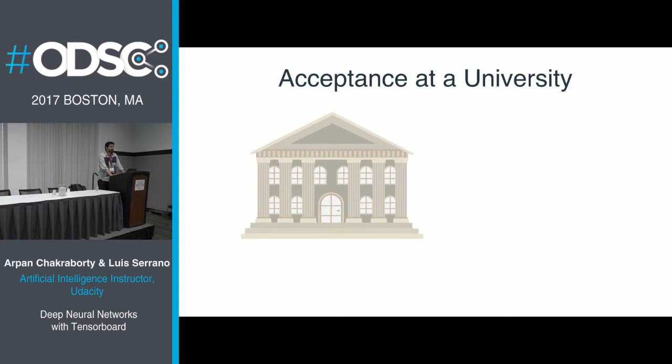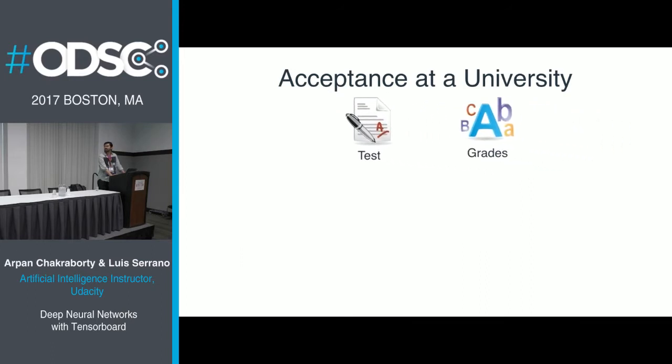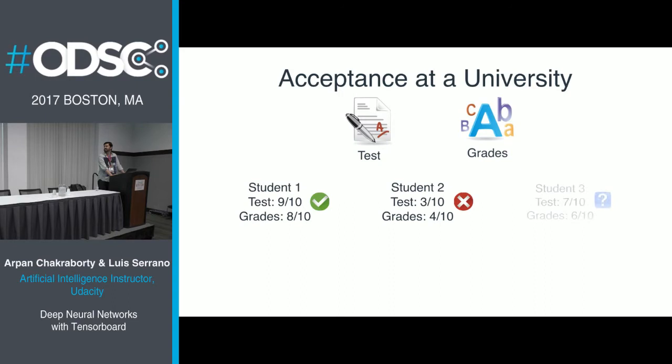So let me go through a quick example just to wake everybody up. Let's say we are an admissions office at a university, and we're accepting students or not, and we have two pieces of data, a test and grades. Student number 1 got a test score of 9 and grades of 8 out of 10, so that student got accepted. Student number 2 got 3 in the test and 4 in the grades, and that student got rejected. And then we have an incognito student number 3 who got 7 and 6, and the question is, do we accept them or not?